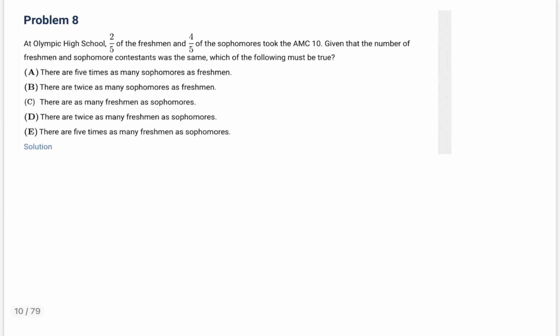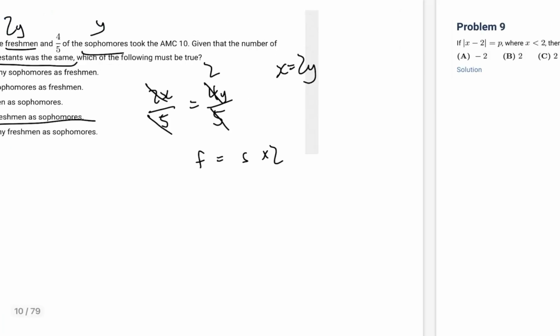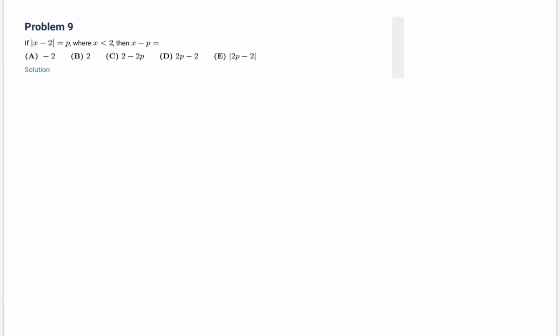And number 8, at Olympic High School, 2/5 of the freshmen and 4/5 of the sophomores took the AMC 10. If there were x freshmen and y sophomores, then the number of freshmen and sophomore contestants were the same. So 2x over 5 equals 4y over 5. Divide the 5s, divide the 2, and this 2: x equals 2y. So we can put x and 2y here. So there are 2y freshmen and y sophomores. So there are double. So the freshmen is sophomores times 2. There are twice as many freshmen as sophomores. The answer is D.